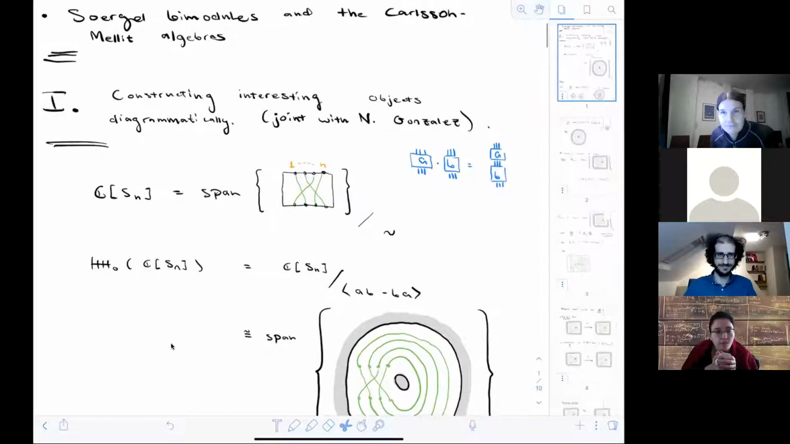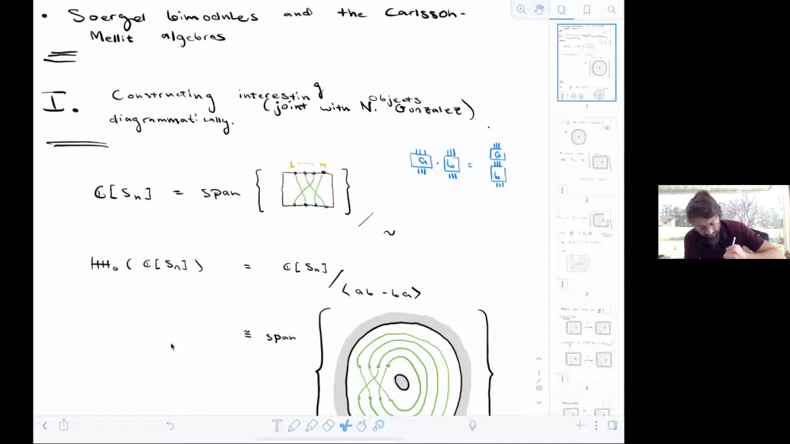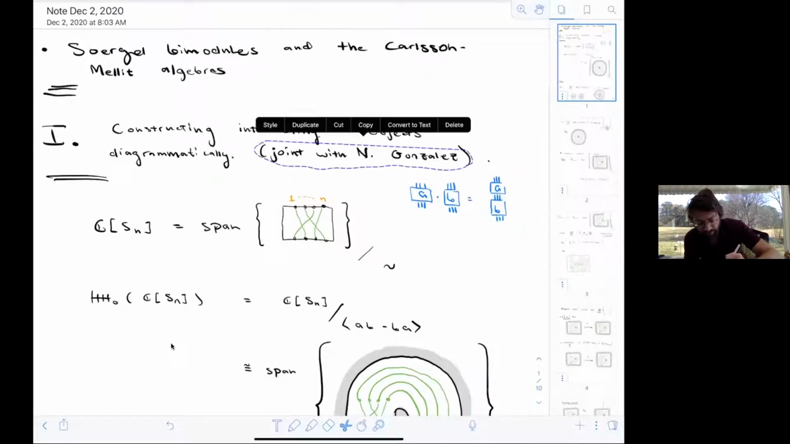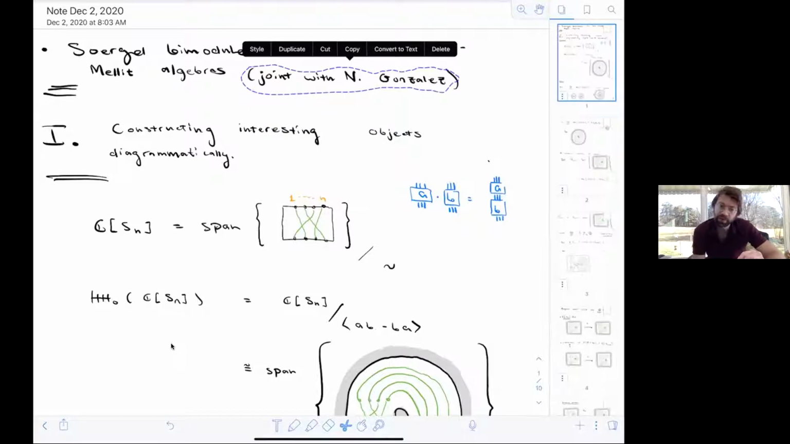Great. Oh, sorry, I put the joint width in the wrong spot here. Thank you. Oops. Goodness. Thank you for the invitation and for putting this conference together.